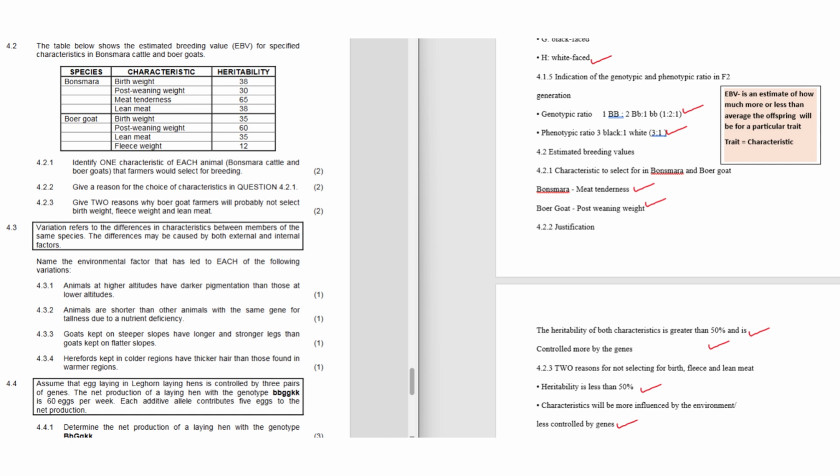4.2.2, give a reason for the choice of characteristic. Why did we make this choice? The heritability of both characteristics is greater than 50%. As you can see, the other ones have less than 50%, so they are less of an option to be chosen. They're less than 50 and don't qualify to be chosen. So we use these characteristics because the heritability of both is greater than 50%. The highest heritability trait for Bonsmara is 65, and the highest heritability trait for the Boer goat is 60.